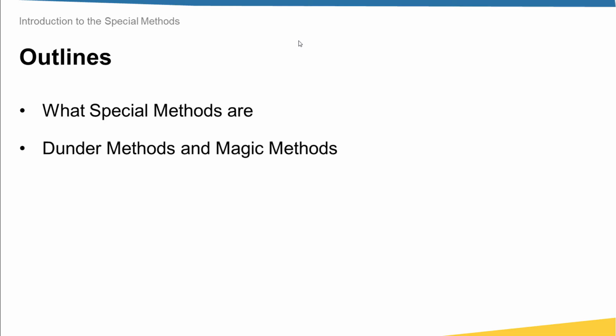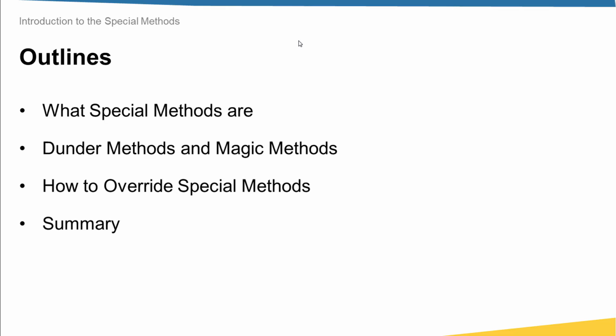First of all, I'll start this lecture with a formal definition of what special methods are. After that, we will talk about Dunder methods and magic methods. And once we understand all of these definitions, we will see together how we can override a special method regardless of its type. And as usual, I'll end this lecture with a quick summary. So let's get started.